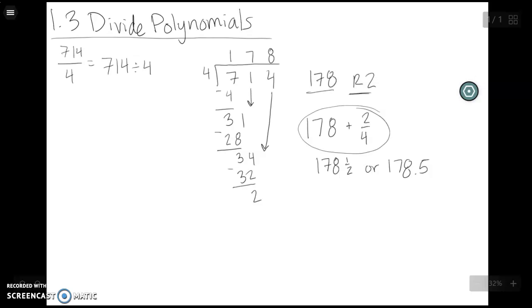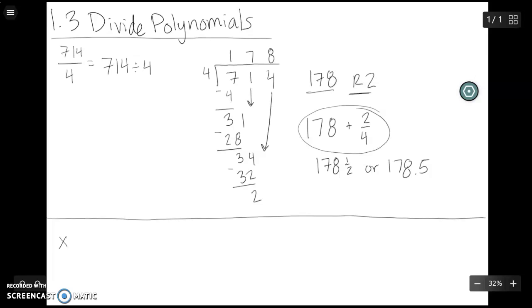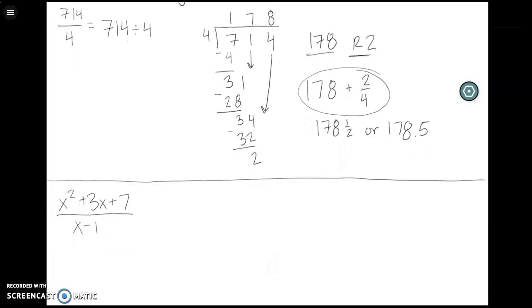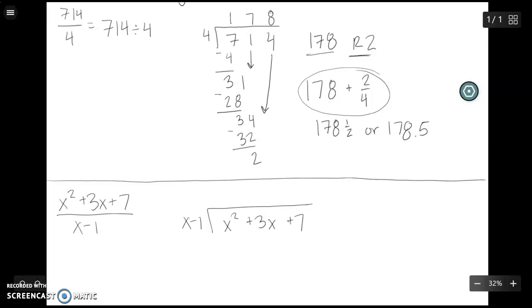Okay, so let's do an example with polynomials. Like we discussed at the very beginning of this unit, polynomials behave very similarly to integers. So when we look at doing division with polynomials, it's actually going to look super similar to division with integers. It's just going to have some variables in it. So let's do this division problem: x squared plus 3x plus 7 all over x minus 1. Okay, we're going to set it up the same way. I'm going to scroll down just a bit. So I'm going to have x minus 1 right here. Then I'm going to put the x squared plus 3x plus 7 in here.